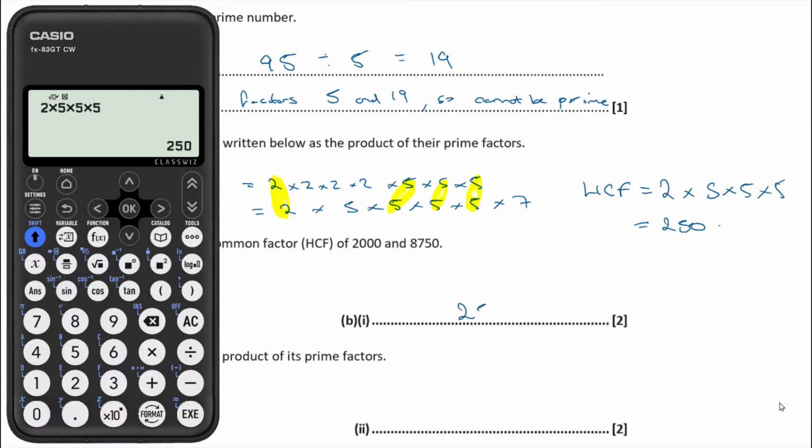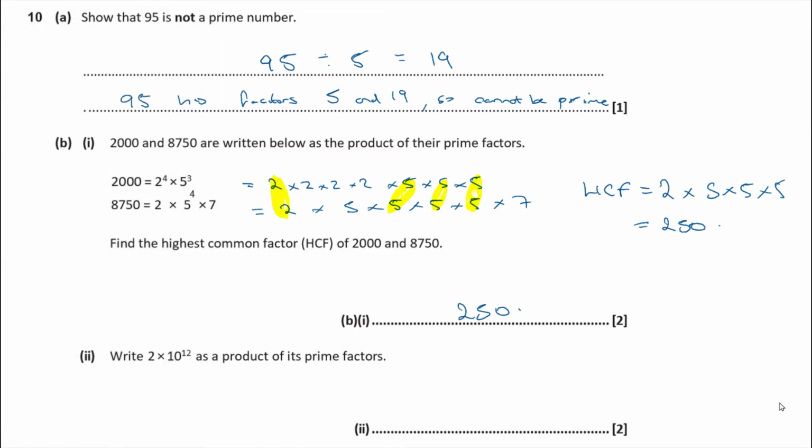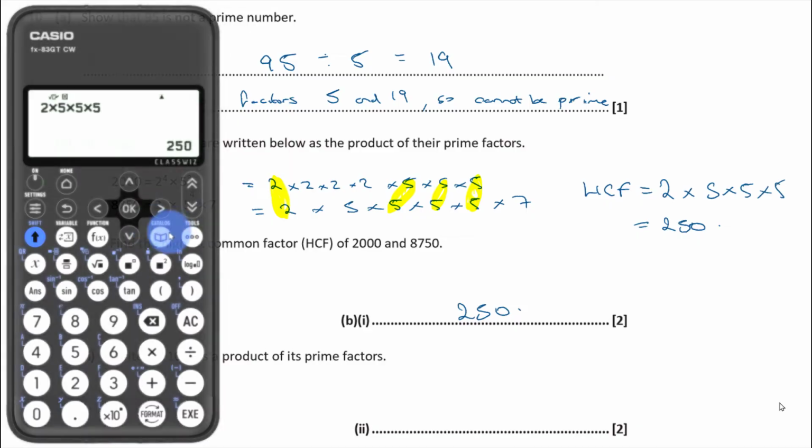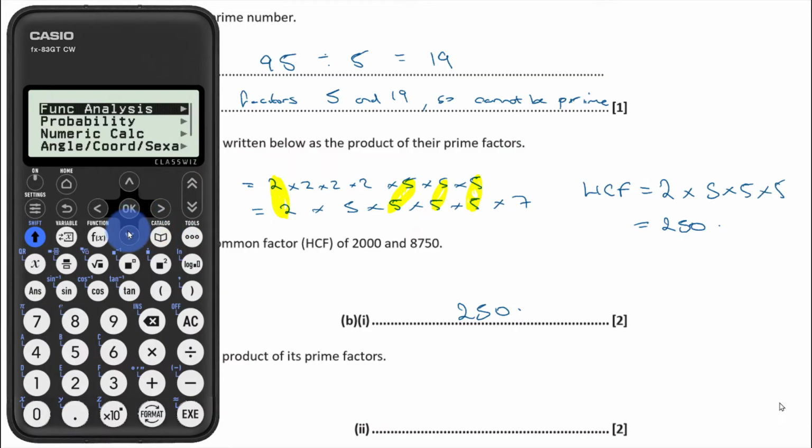Okay, it's 250. Now there is a feature on the new Casio calculator that allows you to do HCFs pretty easily. So probably a good idea just to double check your answer using the HCF feature on the calculator. So just clicking on catalog, going to number calculations. Now you've got GCD and LCM being shown here. Now LCM is obviously just LCM. GCD actually stands for greatest common divisor. So that's another way of saying highest common factor if you think about it.